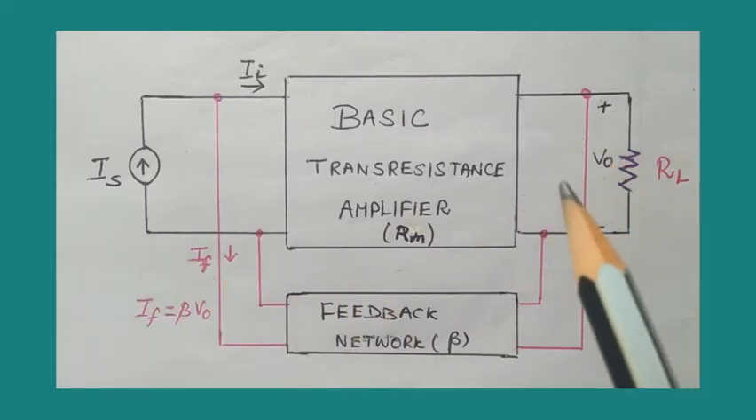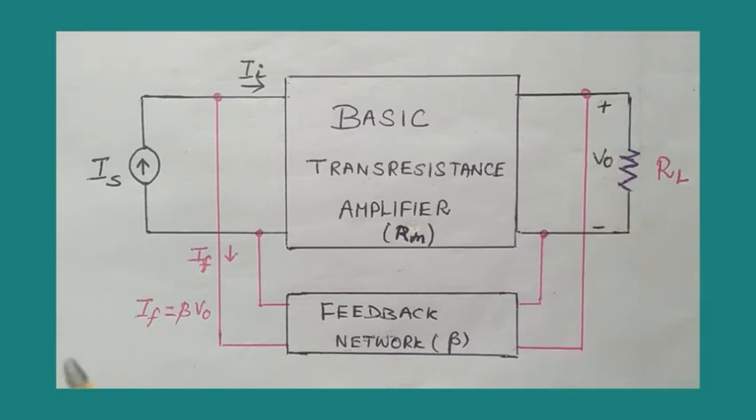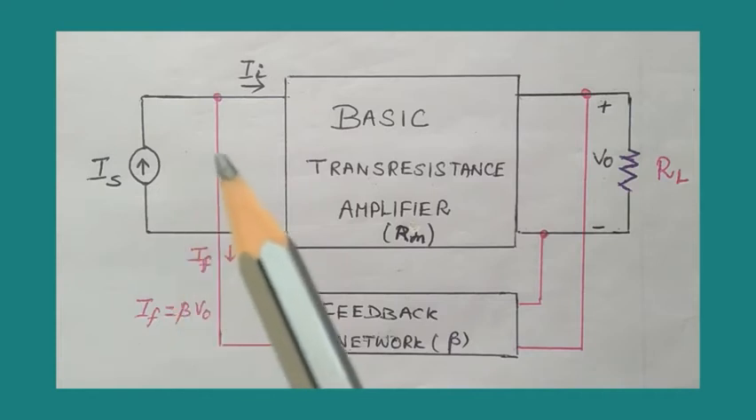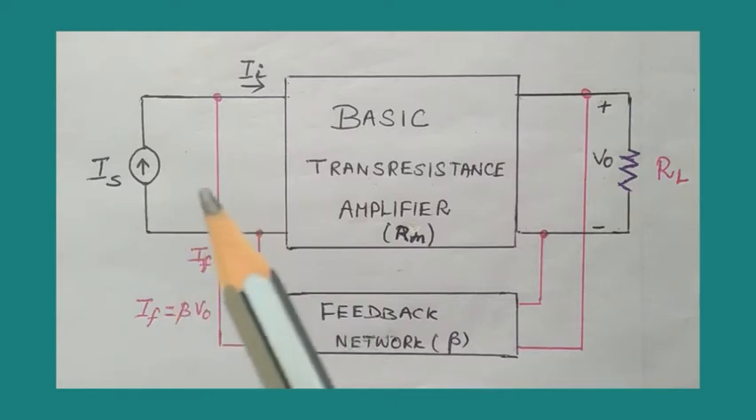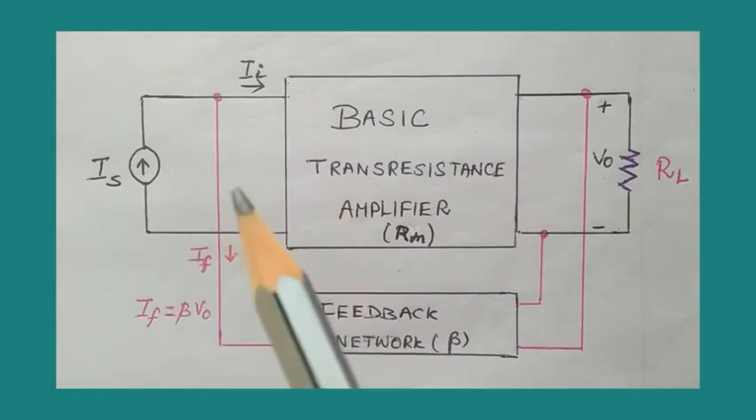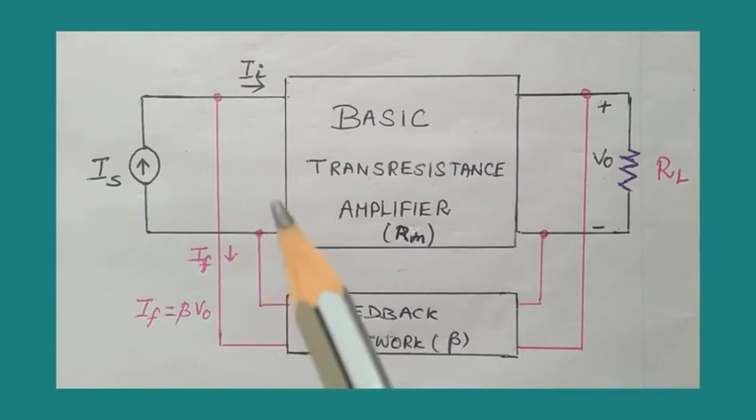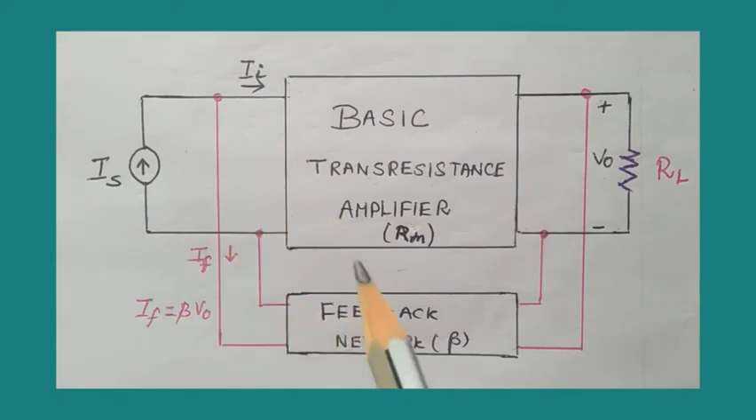So voltage is the output taken, and on the input side we are mixing the feedback as a current element. It is in the structure of shunt. Okay, so hence it is called a voltage shunt feedback amplifier.